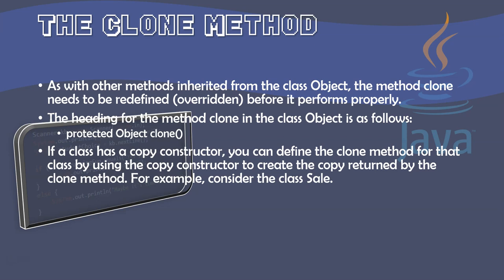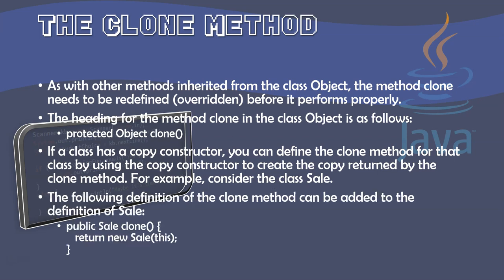For example, we look at the class Sale. The following definition could be added: public Sale clone, return new Sale(this). All right, this of course is specifying the Sale here. All right, we're looking at the Sale object. We want to return a new instance of it.